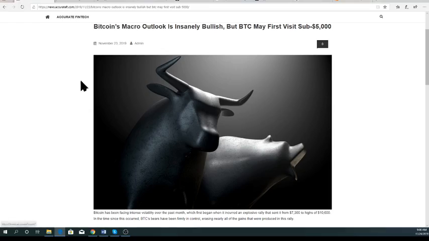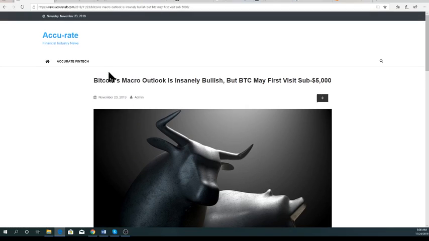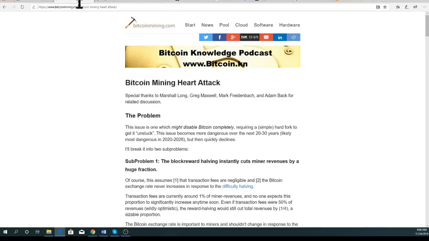Now the next news is showing that Bitcoin's macro outlook is insanely bullish, but BTC may first visit sub 5,000. Now most of the analysis is coming out like this. The news for retail investors is coming out like this, and I personally believe that's the time when you should be buying, because they put out the negative news and the big money or the smart money goes in buying at the lower price.